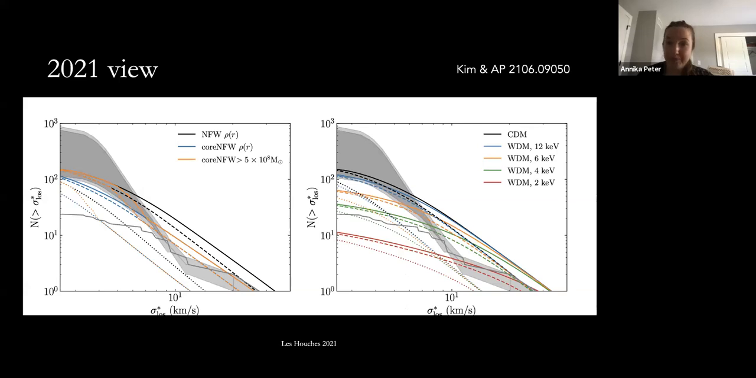Okay, so one of the things that Stacy and I have been able to do is we have an analytic way of matching to try to make predictions for this velocity function and compare it to this observationally inferred one in gray. Each of these lines is a theoretical prediction which has its basis in simulation. Each different line here represents actually the same subhalo mass function.